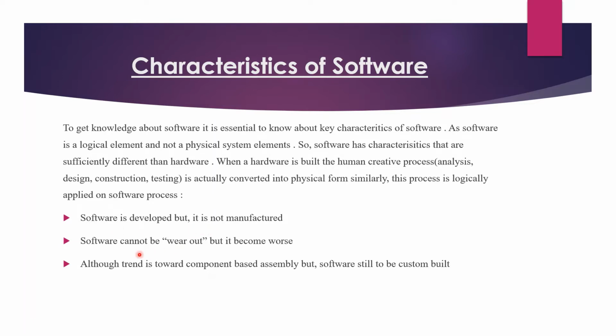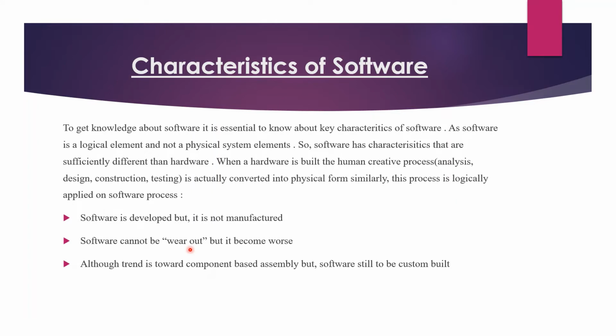Software does not wear out, but it becomes worse. This is the second most important chief characteristic of software. It means software cannot be completely destroyed, but it becomes weak, or it may require some updates in the future. Hardware can be completely destroyed because of problems such as temperature, humidity and other aspects. But software cannot be destroyed. It can be further improved.